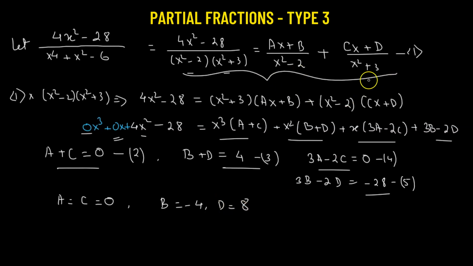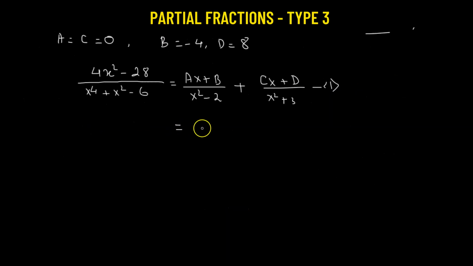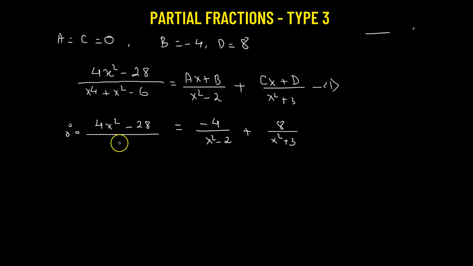So we can substitute this in equation number 1. We only have the b value here, since a will be 0, so we have negative 4 divided by x squared minus 2, plus (cx plus d), where c is 0 and d is 8, over x squared plus 3. So therefore, we have successfully resolved the given rational fraction (4x squared minus 28) divided by (x raised to the power of 4 plus x squared minus 6) into partial fractions.